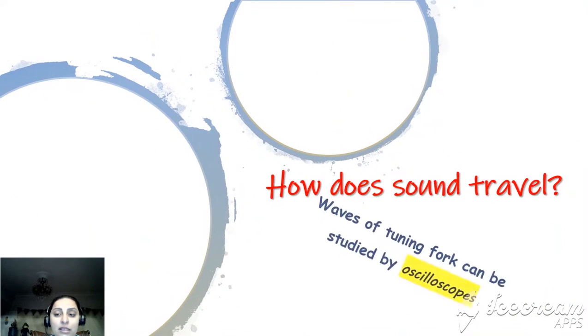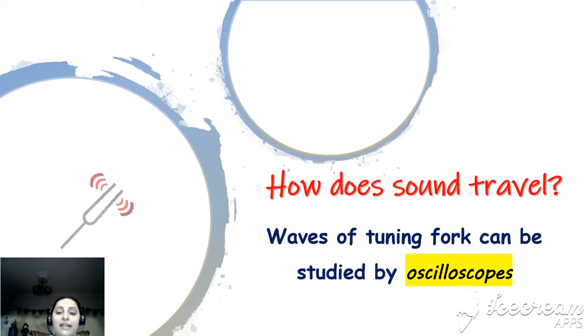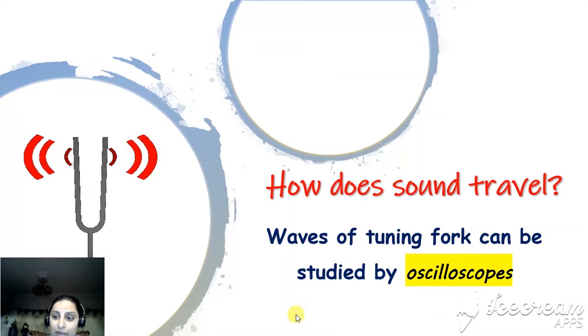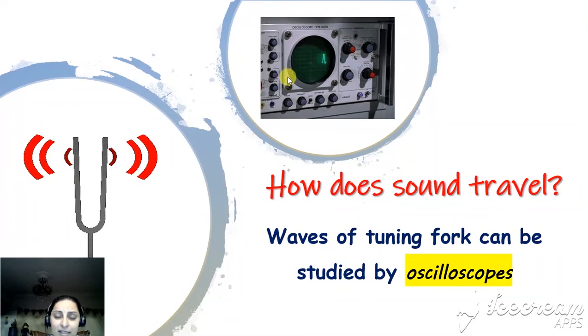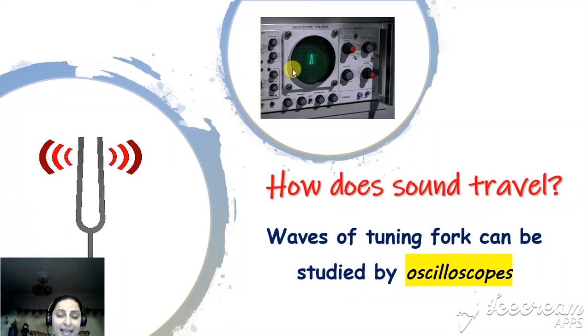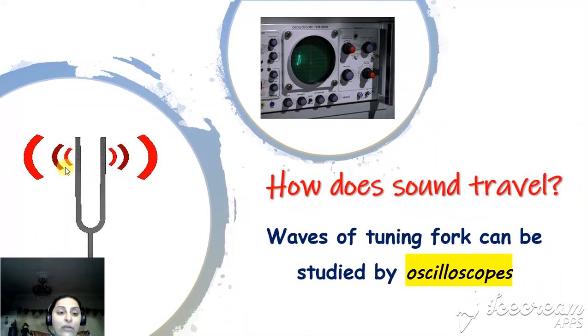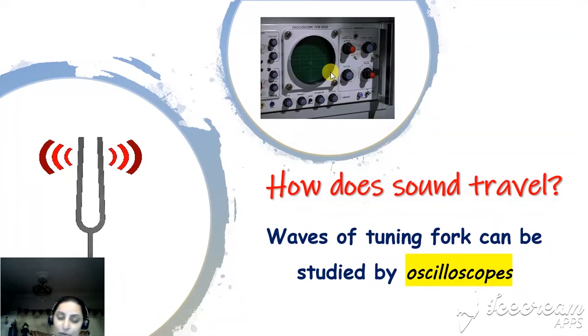So how does sound travel? We said that the waves of the tuning fork can be studied by an oscilloscope. What is the meaning of oscilloscope? An oscilloscope is a device that is used to display and analyze the waves produced from the tuning fork, like you are seeing right now.